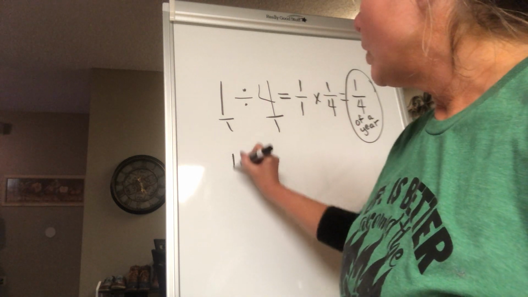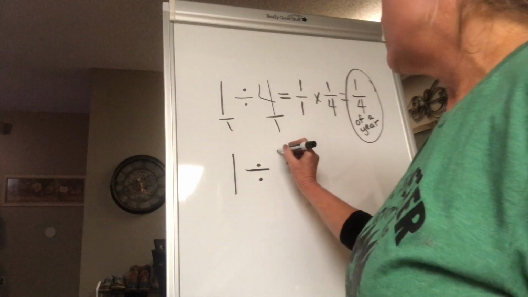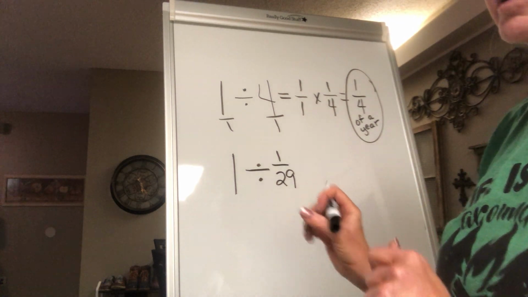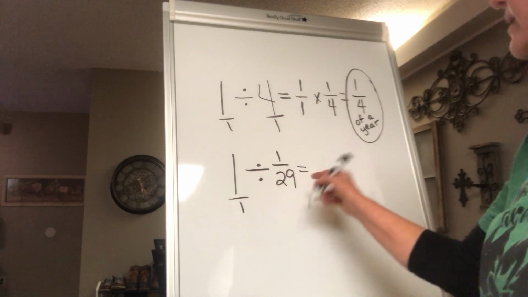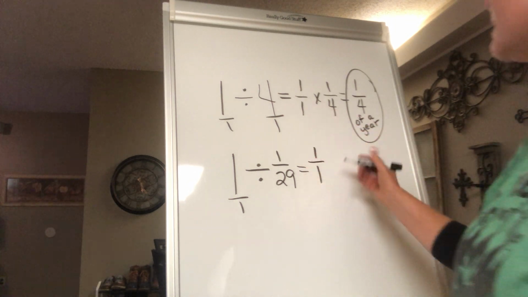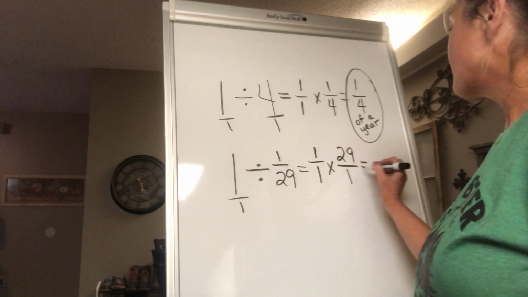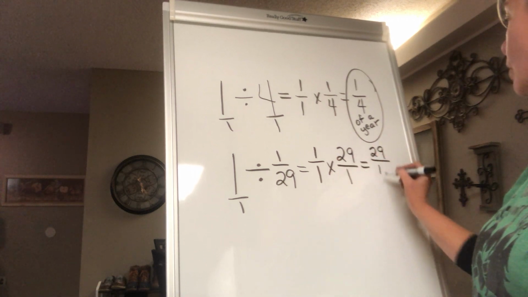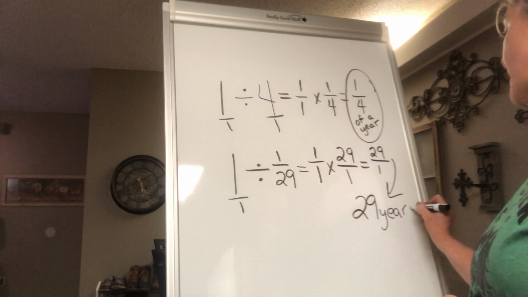So if we have 1 year, and then we look at Saturn, they're only doing 1/29th of that. They're just barely moving along. And I look at this like a fraction. I would slide this on over, 1/1. I flip the second, and I multiply. 1 times 29 is 29. 1 times 1 is 1. So 29 years. And that makes sense.